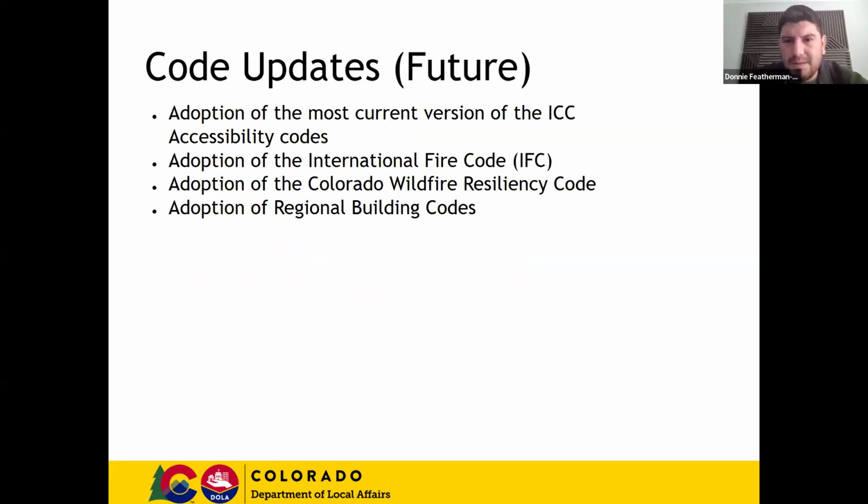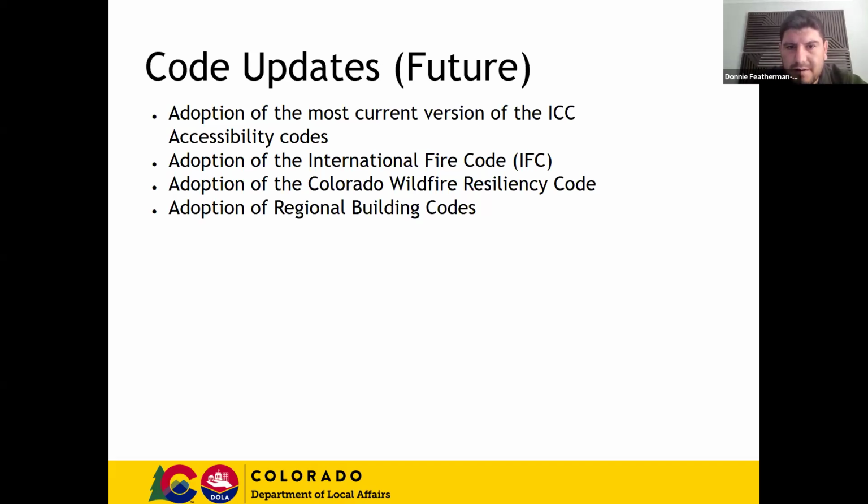All right, so this is what's going to happen in the future. Some of these most likely will be implemented sooner rather than later, but right now there are some bills that have been passed or are in the process of getting approved. One of the bills that has passed is the accessibility codes. The requirement is that we have to have the most current accessibility code adopted and enforced.